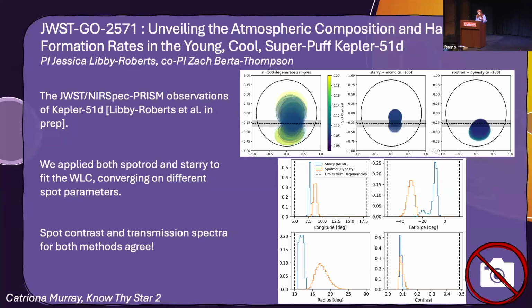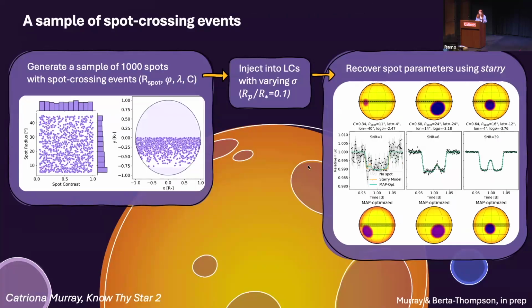But this is a sun-like star, so for M dwarfs, things might be more difficult. So then I wanted to say, well, given that we have these degeneracies, and given that it's difficult to know what to do with them, if we have a single spot crossing event in a light curve, can we recover the spot parameters based on what we know we've injected?